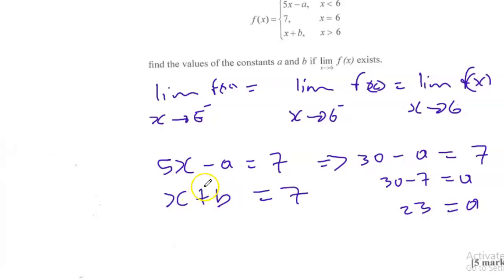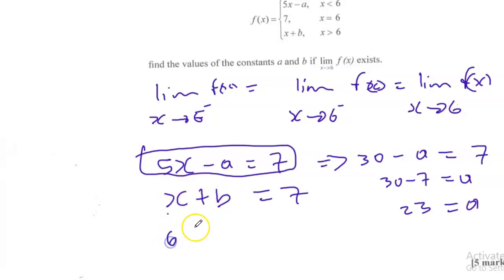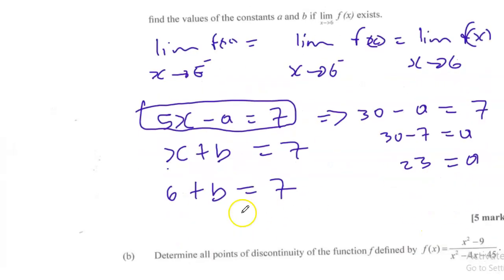And for the second one, replace x with 6. So 6 plus b is equal to 7. If we subtract 6 from both sides, b is equal to 1. So a is 23 and b is 1.